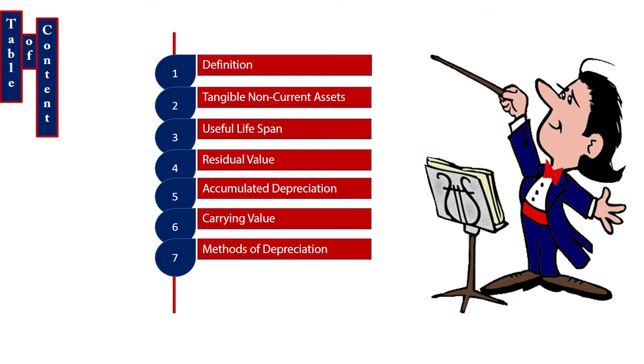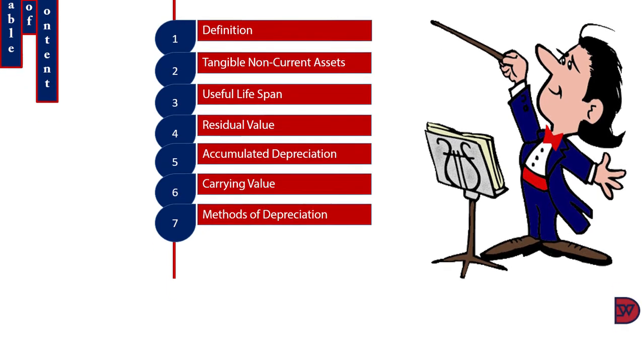So we'll talk about the definition of depreciation. We want to talk about tangible non-current assets, useful lifespan, residual value, accumulated depreciation, current value, and last but not the least, the methods of depreciation. We'll discuss the other topics of depreciation in a later video, but that's what we are going to focus on in this lecture. Let's move straight into business.